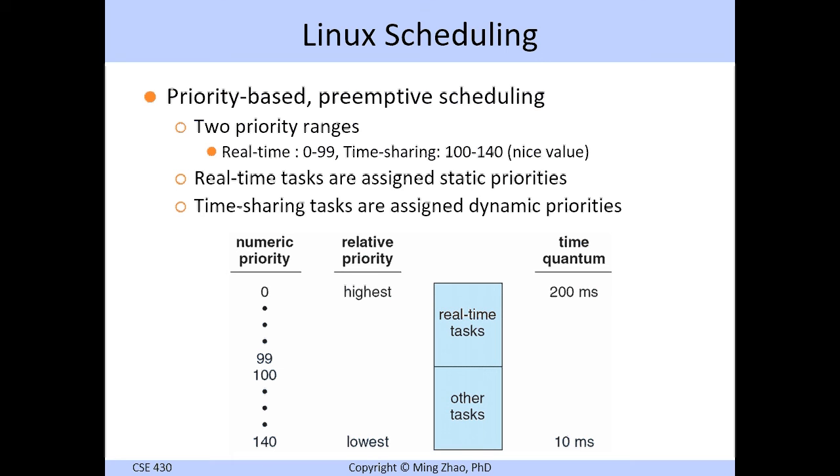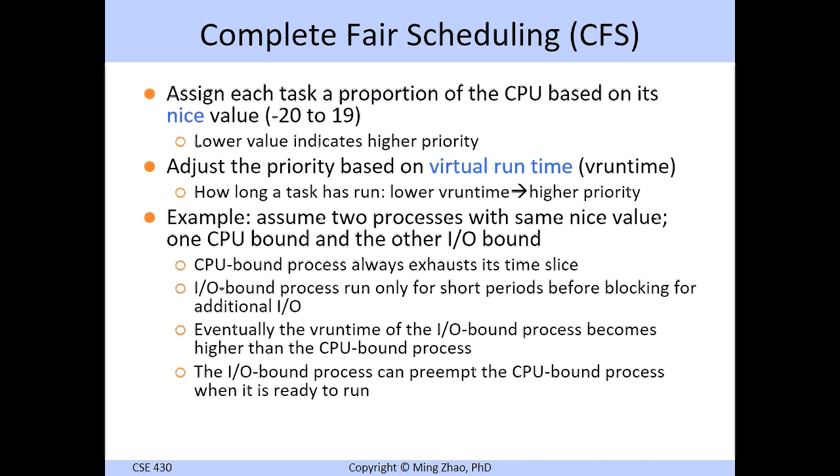So the priority value ranges from 0 to 140, the higher the value, the lower the priority. The real-time tasks have higher priorities, and the time-sharing tasks have lower priorities. Okay, so finally, let me give you just a high-level overview of this advanced CPU scheduler that Linux currently uses.